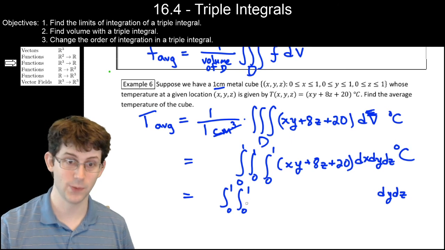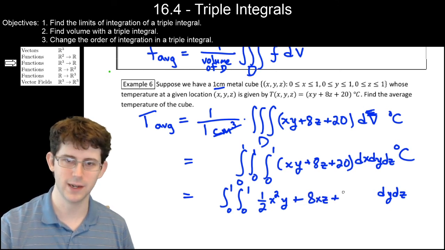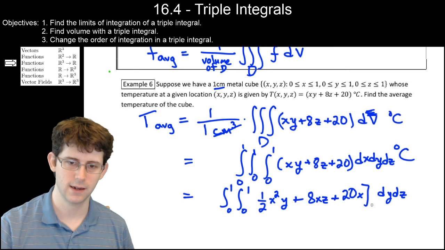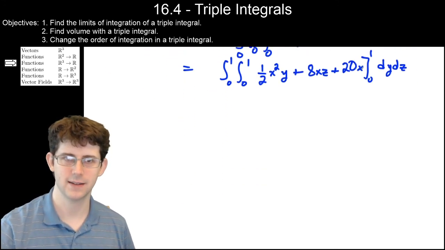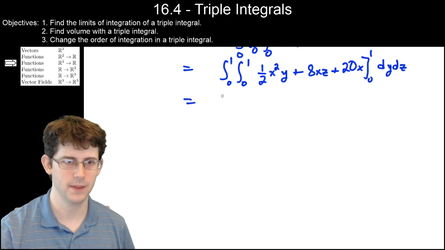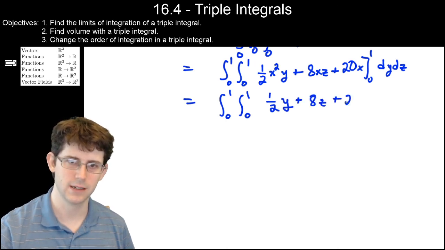The integral of xy dx is half x squared y. The integral of 8z is 8xz. And the integral of 20 is 20x. The bounds are from 0 to 1. The 0 is pretty nice, so I'll just get to plug in 1. I get half y plus 8z plus 20.